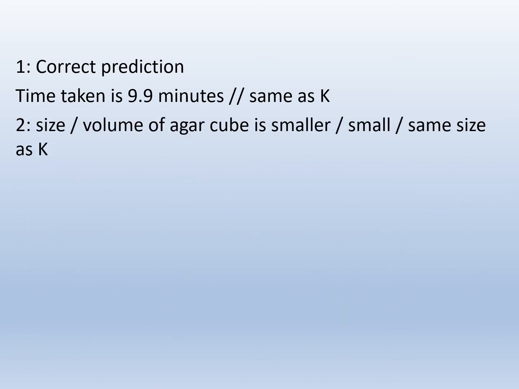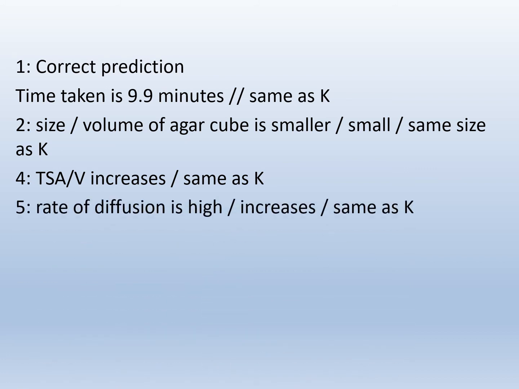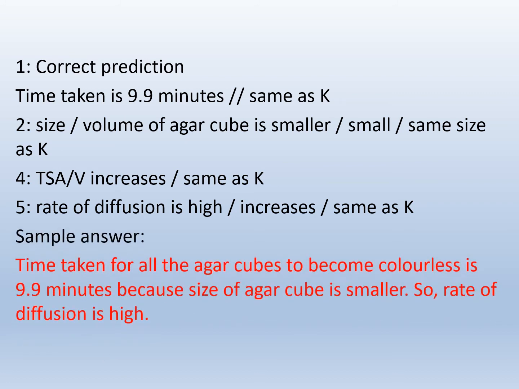And then the size or volume of the agar cube is small, or just say same as K. And then the total surface area to volume increases, or same as K. And then the rate of diffusion is high, or same as K. The simple answer is: the time taken for the agar cube to become colorless is 9.9 minutes because the size of the agar cube is smaller. So the rate of diffusion is high.